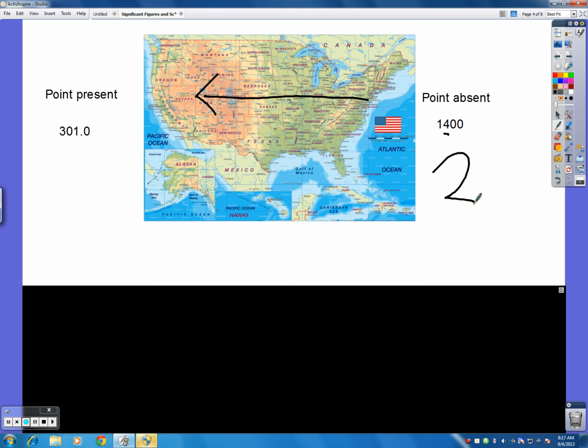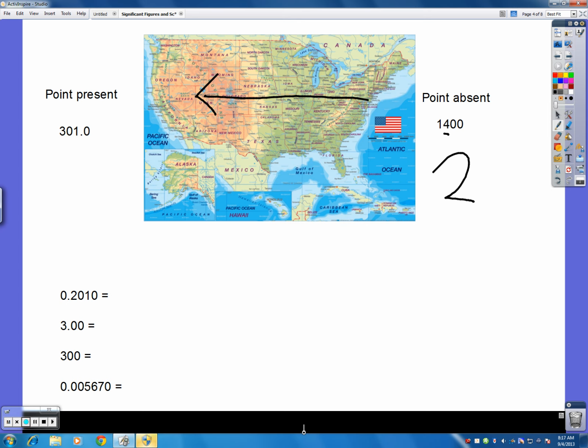So that's sort of a little device to help you remember which numbers are significant and which numbers are not significant. So let's try some examples. So here are 4 examples. Go ahead and pause the video, write them down, and see if you can determine how many significant figures each one should have.